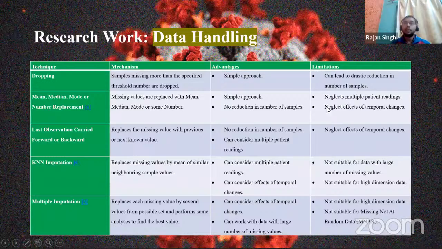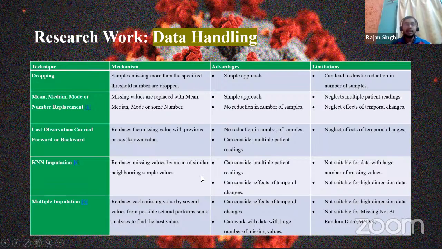Also, we weren't able to extend the temporal features we added to this. Now, the other was last observation carried forward. It basically carries the feature value forward to the present, and we saw that it does not include the effect of temporal features as well. While KNN imputation and multiple imputation are not suitable for high dimensional data.